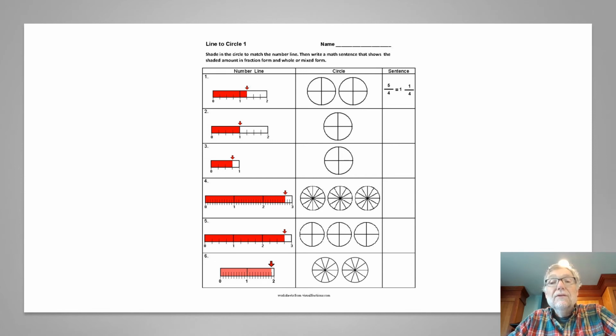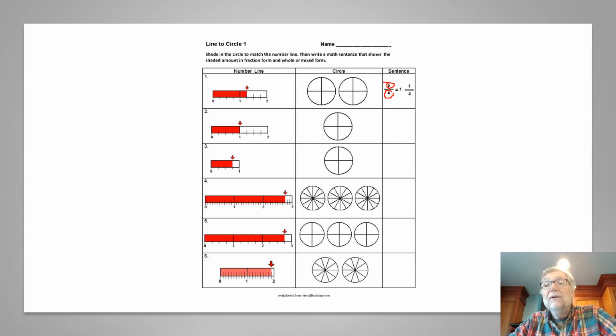So if we take a look here at this fraction, we're seeing that there's 1, 2, 3, 4. It's broken up into fourths. So the denominator is fourths. Then we're going to count how many red parts there are. There's 1, 2, 3, 4, 5, and it'd be 5/4.